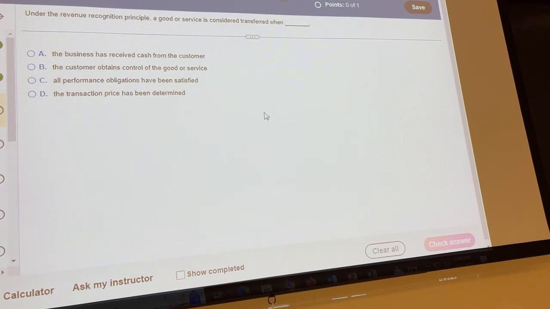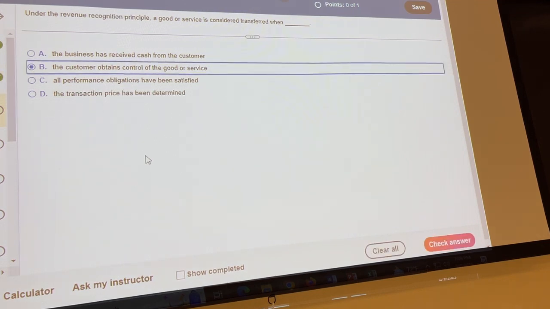Okay, you can help me with answering some of these multiple choice questions now. And this one's really tricky. Under the revenue recognition principle, a good or service is considered transferred when the customer obtains control of the good or service. I think that's right. Yeah.